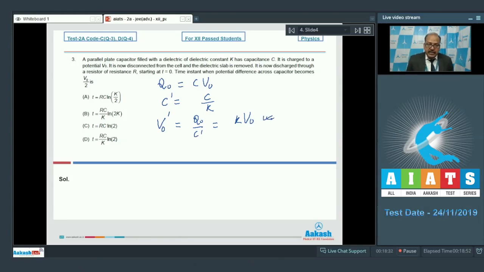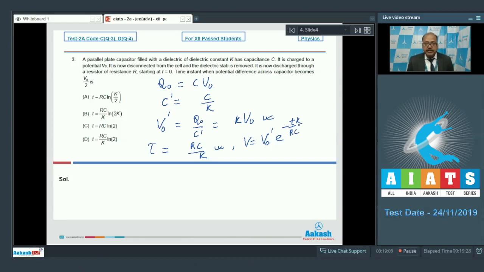Now this is discharged through a resistance R. What is the time constant for the discharging circuit? Time constant is RC dash, and that means it is equal to RC by K, and the potential difference V can be written as V0 dash, the initial potential difference, the potential difference at t equal to 0, into e to the power minus t by tau, and the time constant is RC by K.